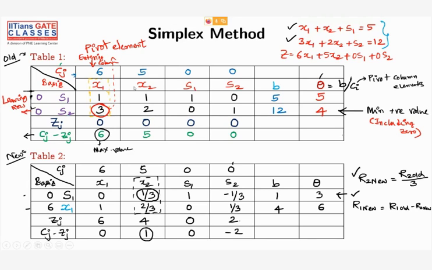Now here what I did, let me write the equation. 3 divided by 3, 2 divided by 3, 0 divided by 3, 1 divided by 3. I am writing here now. 3 divided by 3 is 1. 2 divided by 3 is 2 by 3. 0 divided by 3 is 0. 1 divided by 3 is 1 by 3. Similarly, 12 divided by 3 is 4. Like that. Same row operations you have to do.